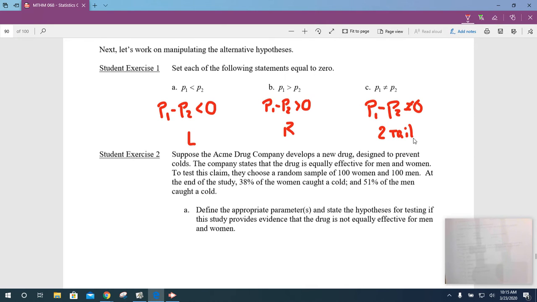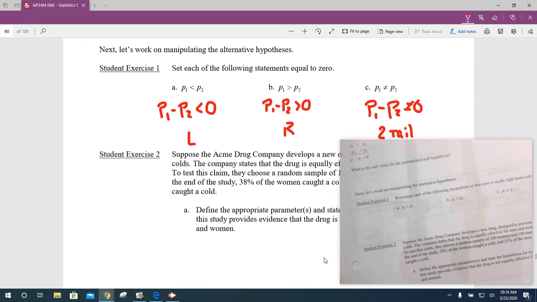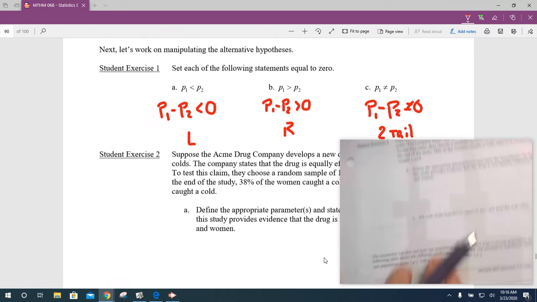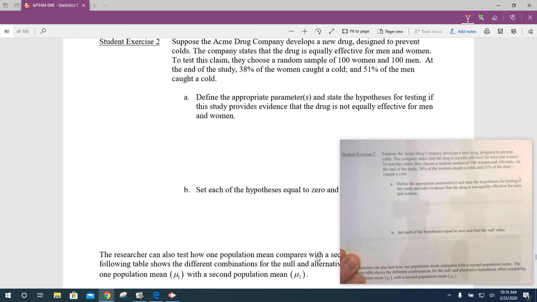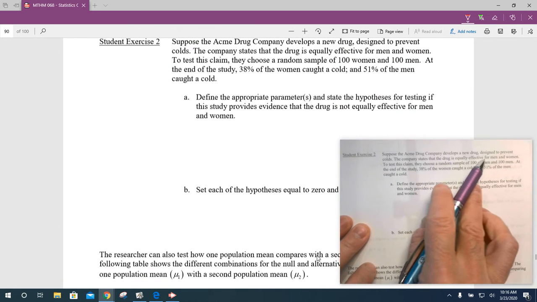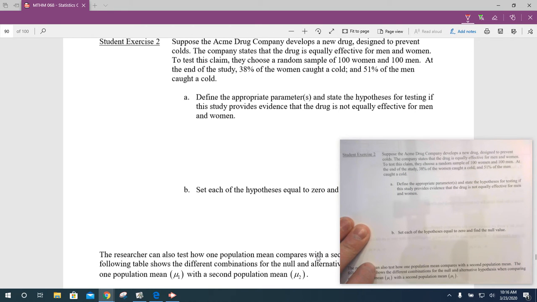So when we speak of these particular values and we speak of what's going on, I'm going to drag this up so you can see it a little bit nicer, make it a little larger. When we look at these exercises, it says, suppose, I'm going to scroll up so everybody can read it. Suppose the Acme Drug Company develops a new drug designed to prevent colds, and the company states the drug is equally effective. Okay, well, that's a large statement right there.